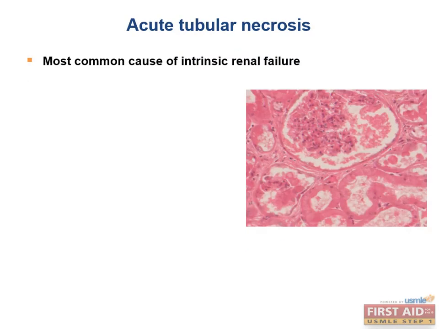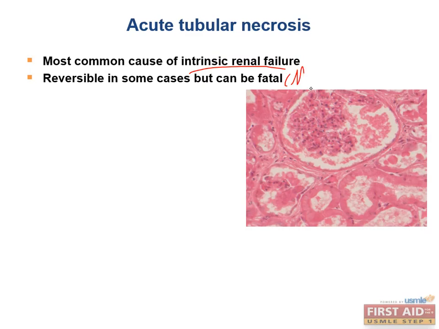Next we have acute tubular necrosis, which is the most common cause of intrinsic renal failure. The interesting thing about this disease, however, is that it is reversible in some cases, but it can be fatal. And when it's fatal, death occurs during the maintenance phase. And we're going to talk about what I mean by maintenance phase in a second.